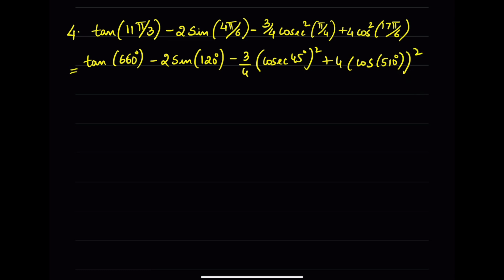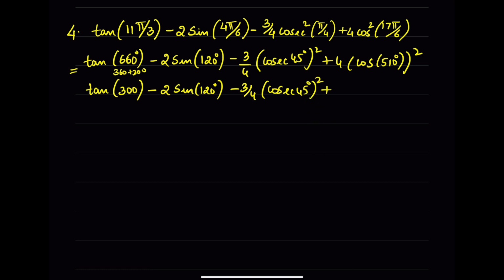Now 660 can be written as 360 plus 300, so this would be tan of 300 minus 2 sine of 120 degrees minus 3 by 4 cosecant of 45 degrees the whole square plus 4 times, this is 360 plus 150 degrees, so this would be cos of 150 degrees the whole square. Now let's further solve this.